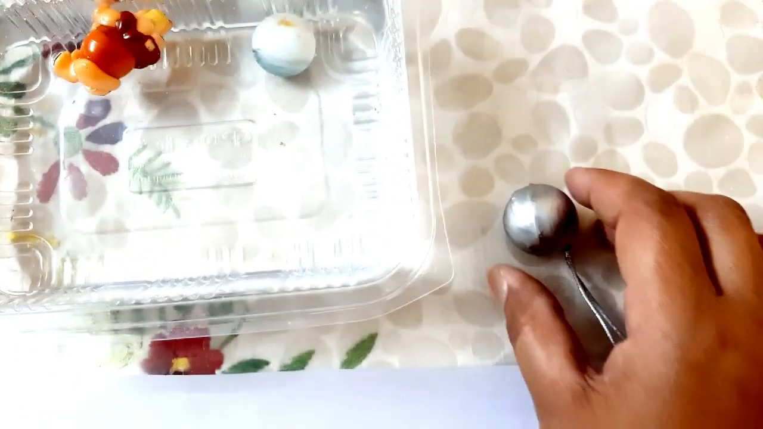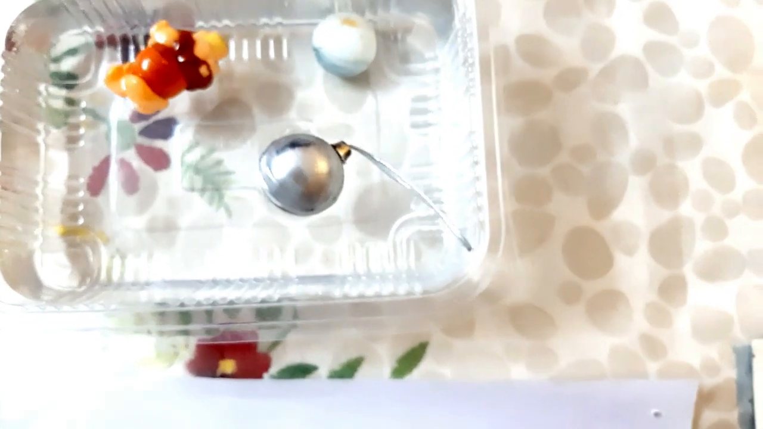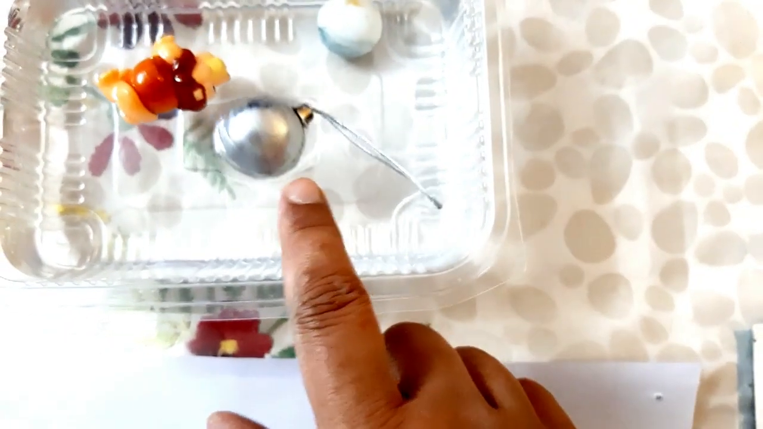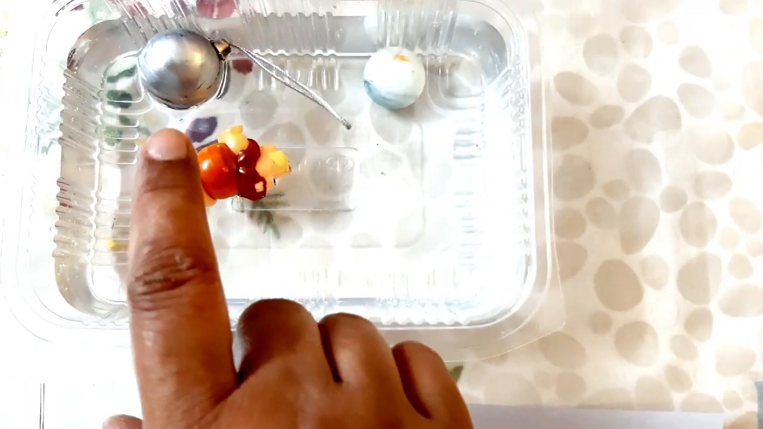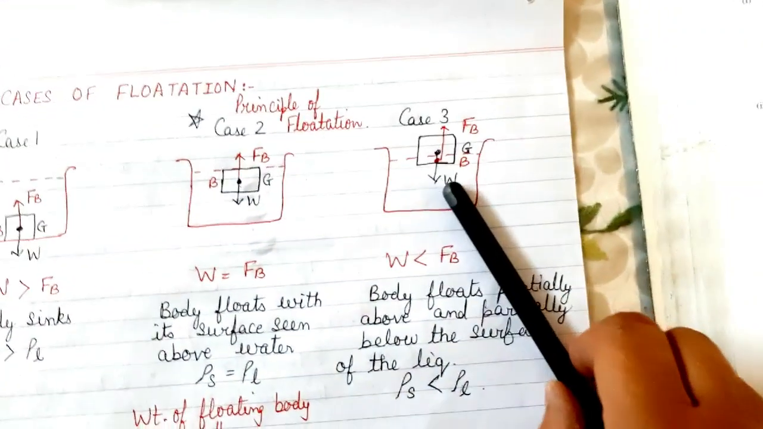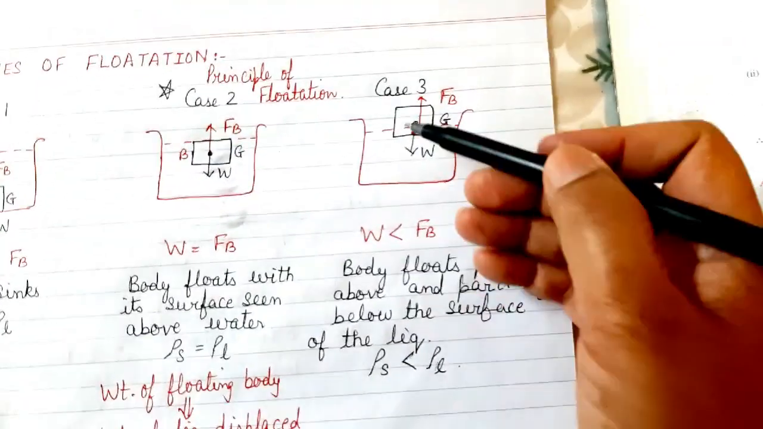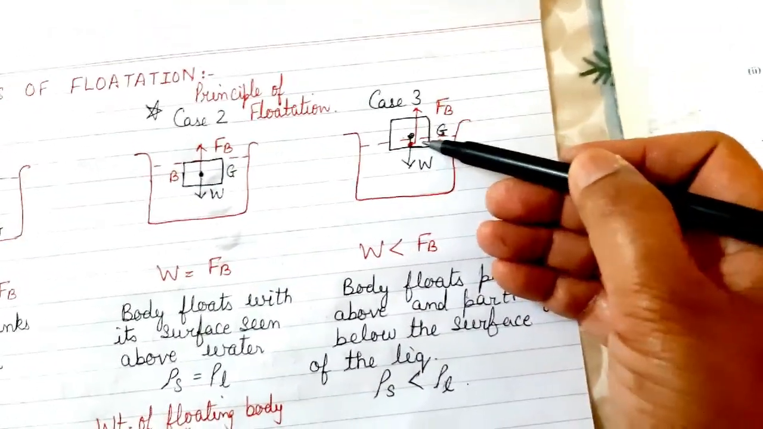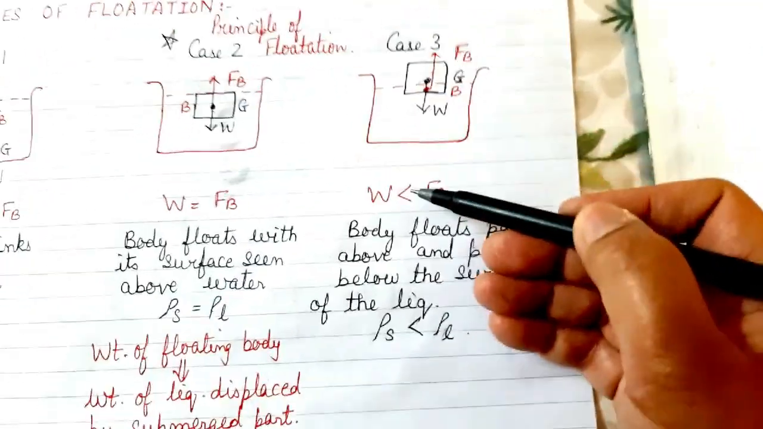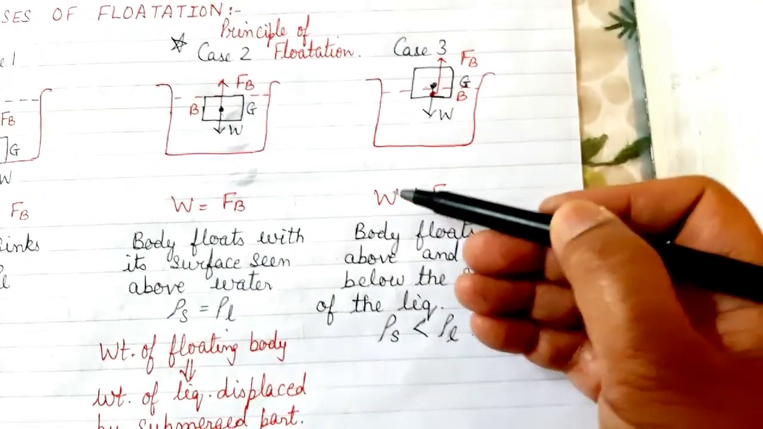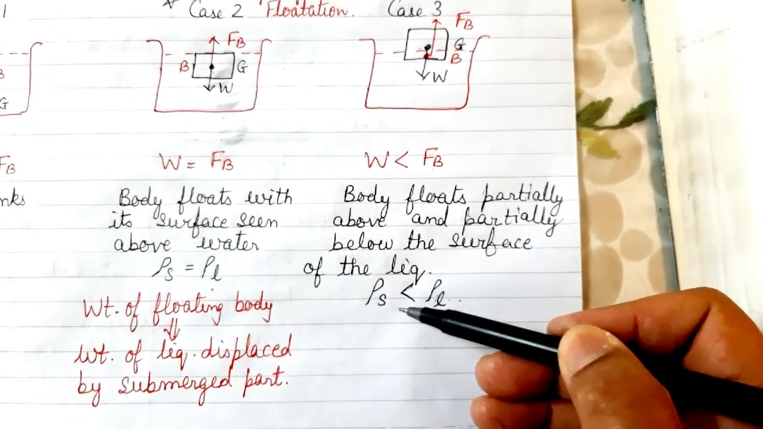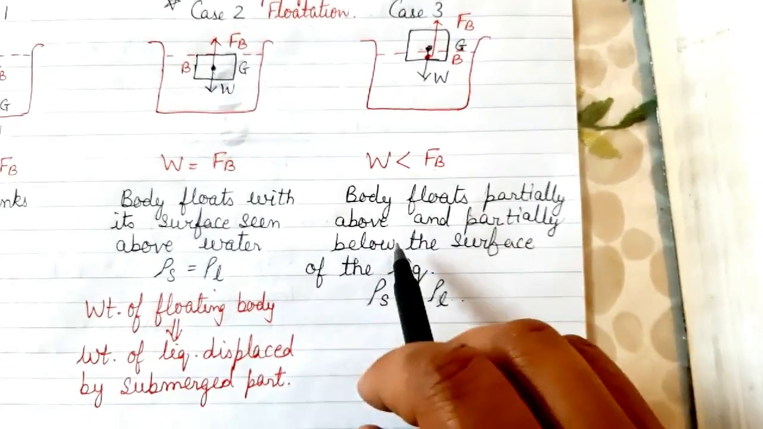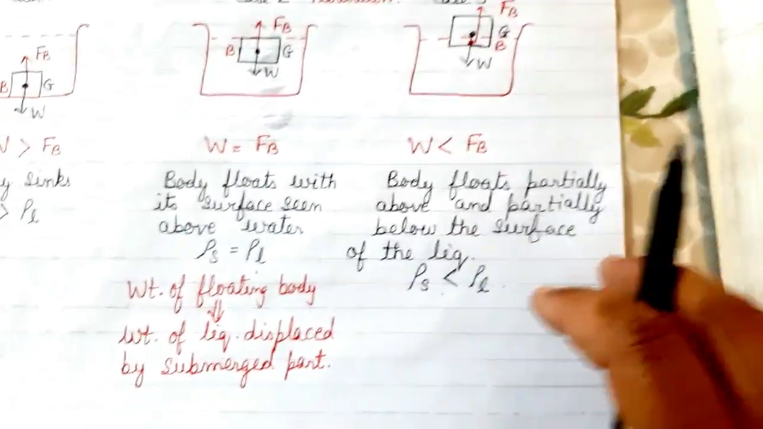Now I move to the third object. You can see it is very, very light in weight. I put it in water. What can you see, children? It completely floats on the surface of water. And this is case 3. In case 3, you can see that most of the part of the body is above water and only a small part of it is under it. This is the third case in which the buoyant force is greater than the weight of the body and the density of the liquid is greater than the density of solid. So the body floats partially above and partially below the surface of the liquid.